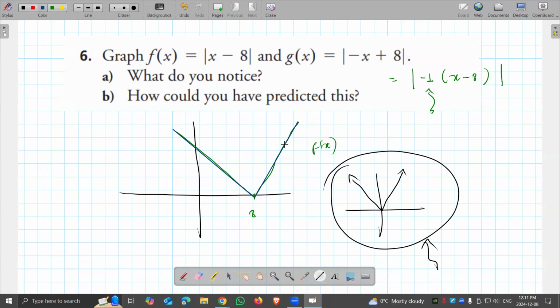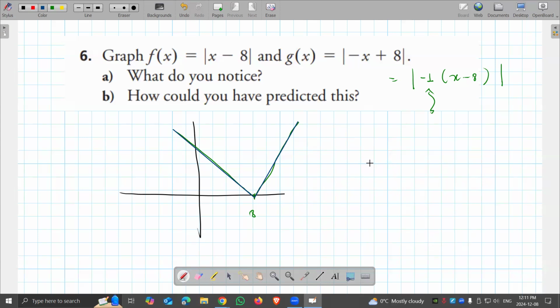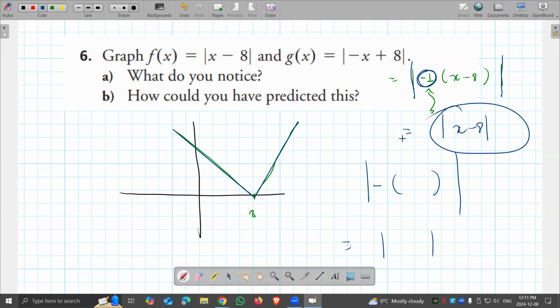Part B, how could you have predicted this? Well, the negative of anything, the absolute value makes it a positive, yeah? So here the negative is outside of the bracket. So when you take the absolute value function, that negative sign gets canceled out. So you're just left with absolute value of x minus 8, which is what this is. So we could have predicted this by just taking the absolute value of the negative 1, the k value. Okay? That's it.